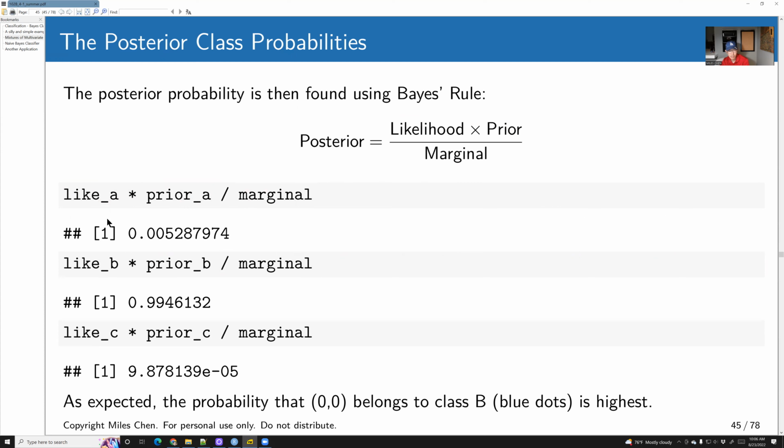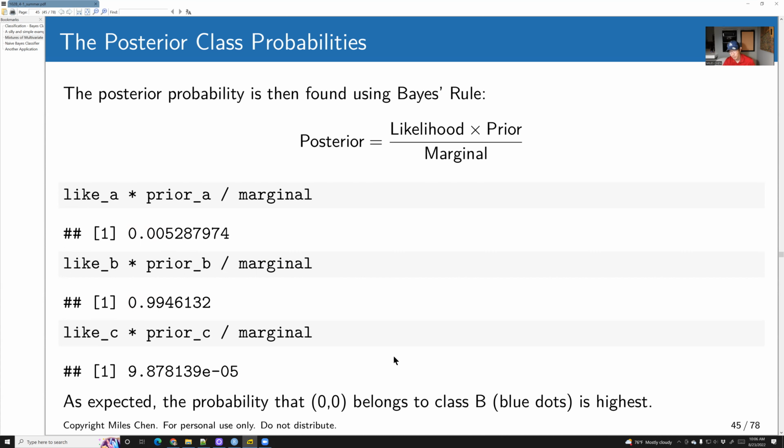After doing that, class A has a posterior probability of 0.005. Class B has a posterior probability of 0.9946. And class C has a posterior probability of 9 times 10 to the negative 5. So class C is very unlikely. Class B is by far the most likely with over a 99% probability. And class A is quite unlikely with a probability of about 1/2 of 1 percentage point.